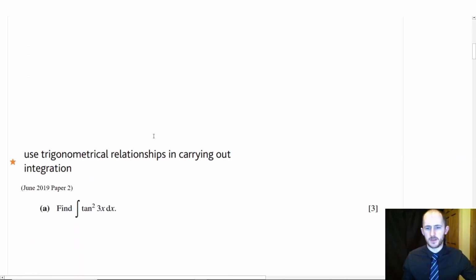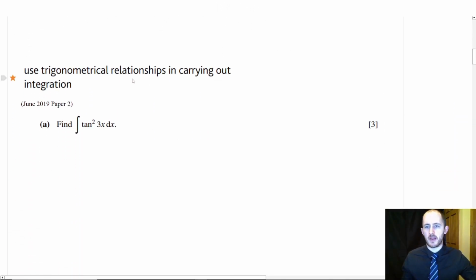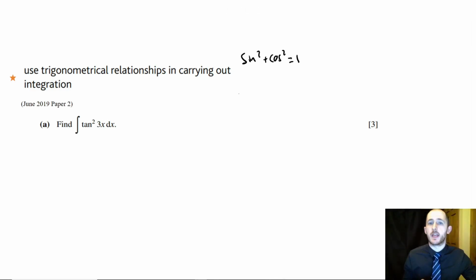Now, on to the first question. Using trigonometrical relationships in carrying out integration. So what does that mean? Well, it means using things like sine squared plus cos squared equals 1, or the sec and cosec versions of this.